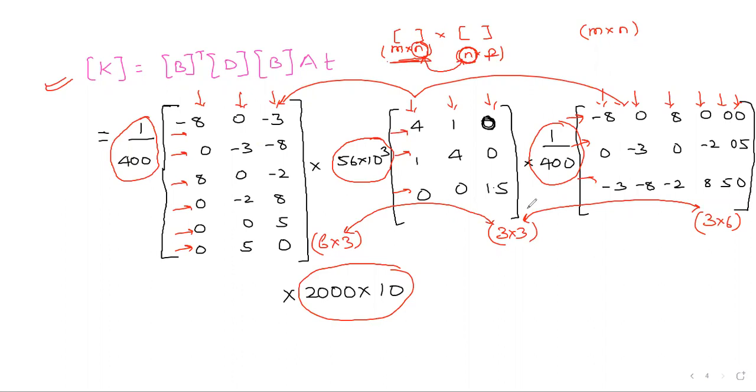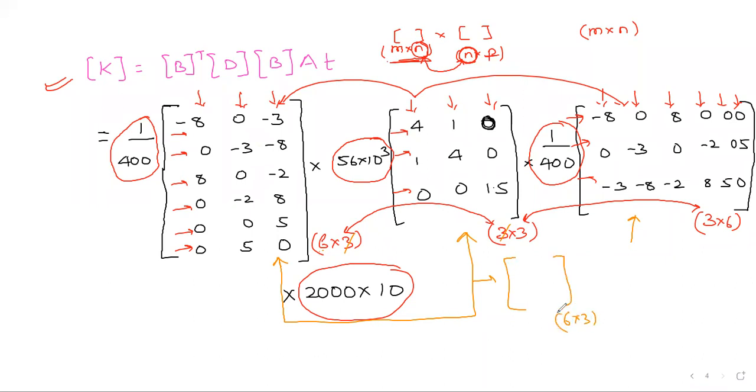Here, you just need to multiply these two. In the first term, you are going to multiply this and this matrix. Whatever the result will come, what will be the size of that matrix? The 3 and 3 will cancel out, so the size will again be 6 by 3. Then this matrix will be multiplied with the third one. Whatever result you get, the new matrix will be of size 6 by 3.